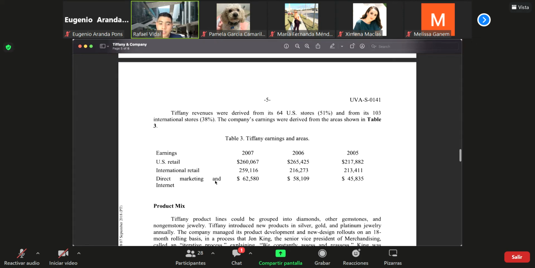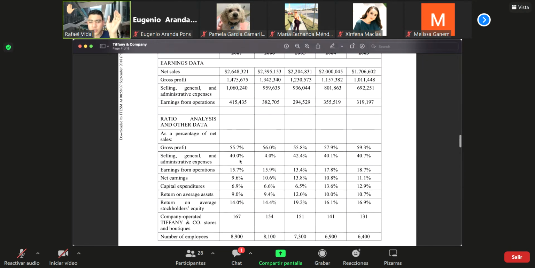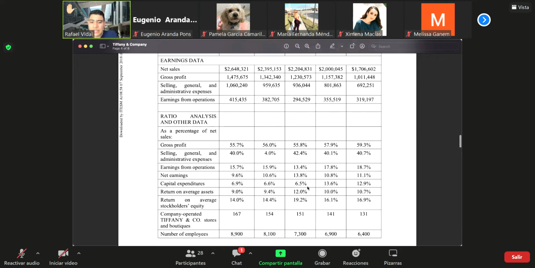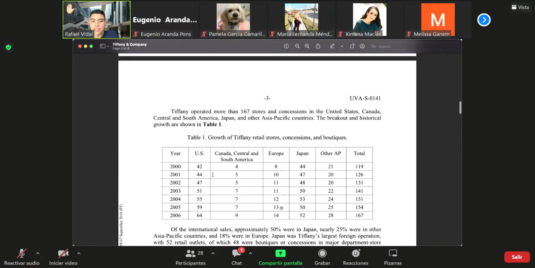And direct marketing and internet, they sell a lot of things on the internet and through catalogs. So we have these three different revenue streams where the money is coming from. So what I want to do now is to research why they spend less money on their expansion. So let's see here how they were expanding.